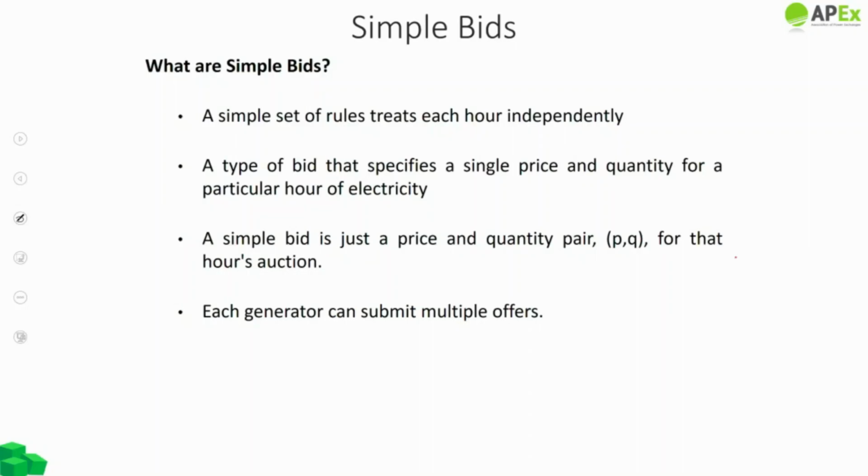These are the simplest form of bids, which are submitted under a set of rules that treats each hour independently. That is, what a bidder wins in one hour has no impact on what the bidder wins in the following hour. These simple bids are just a price and quantity pair for that hour's auction. A generator can also submit multiple offers indicating that additional quantities are available at successively higher prices.